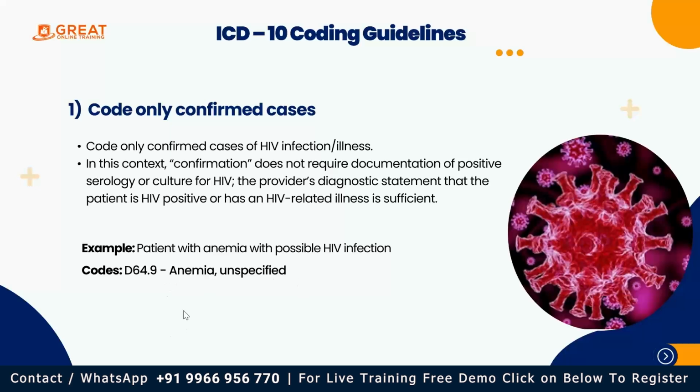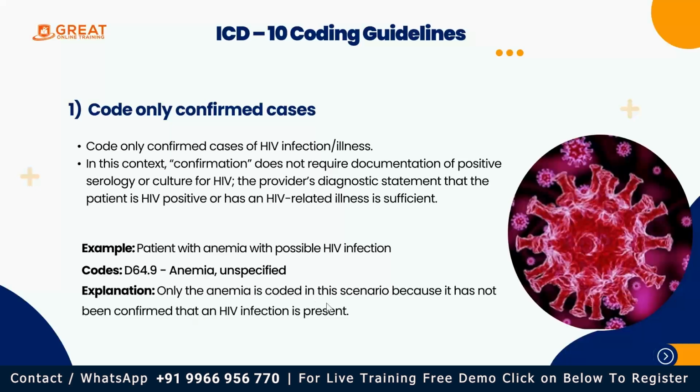D64.9, anemia unspecified. Only the anemia is coded in this scenario because it has been confirmed. It has not been confirmed that an HIV infection is present.